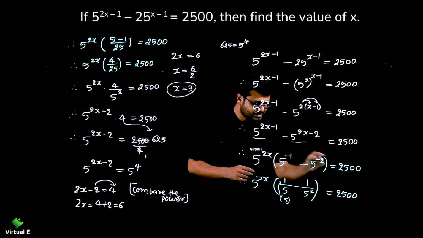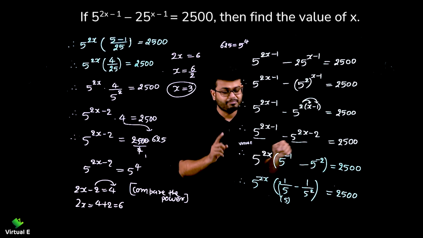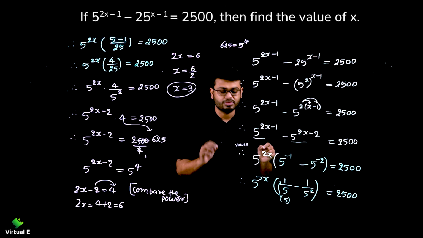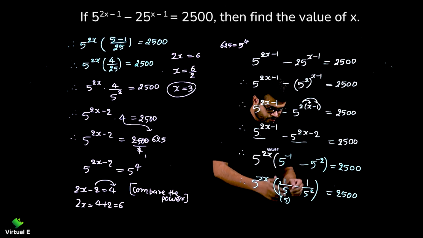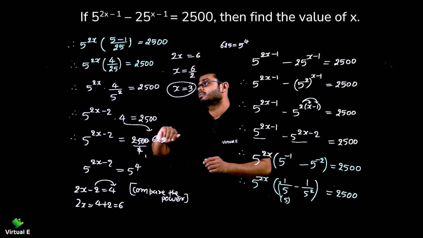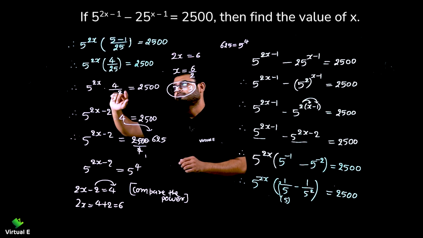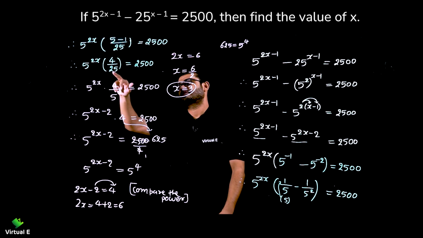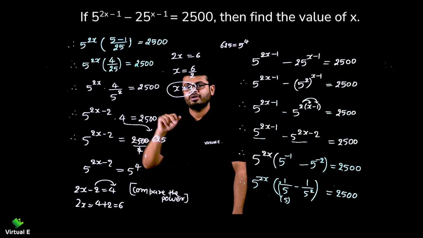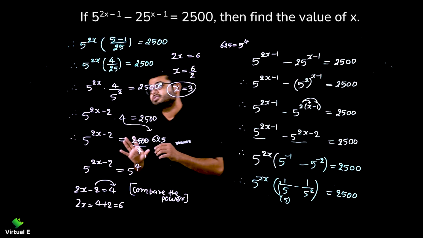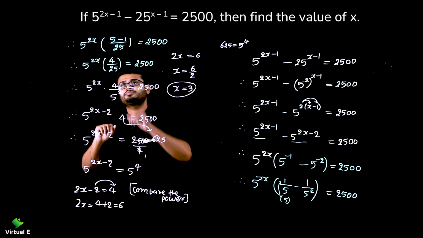Be very careful with this step. 5 raised to minus 1. Don't write minus 1 minus minus 2. That's absolutely incorrect, right? Convert to positive power. Simplify further. And here you can do in this way as well. 25 you take in the numerator, 4 in denominator. Though you are going to get the correct answer, nothing much.